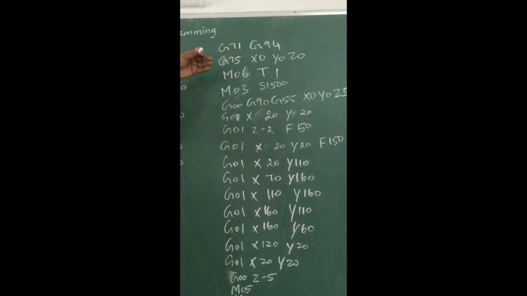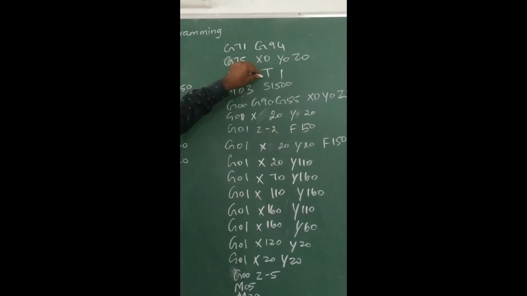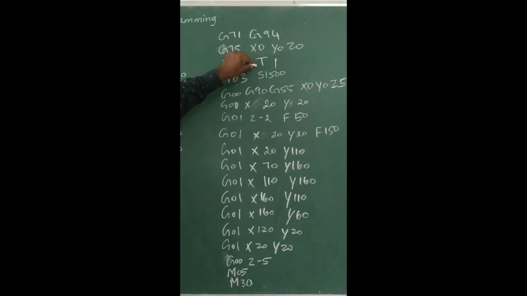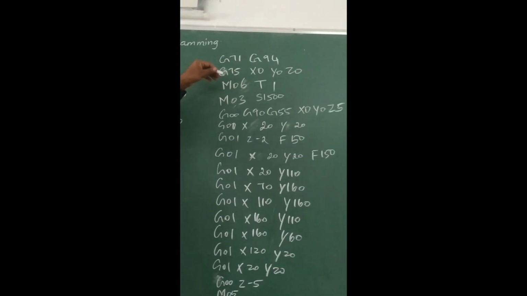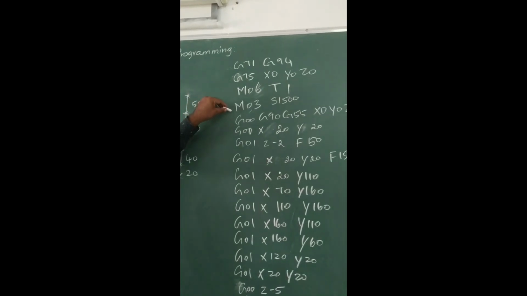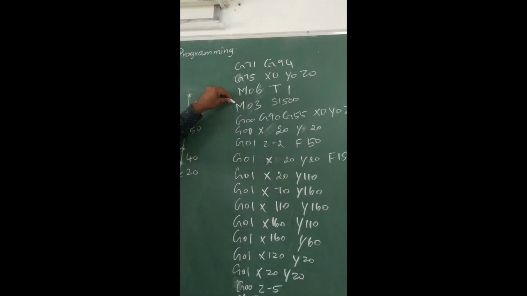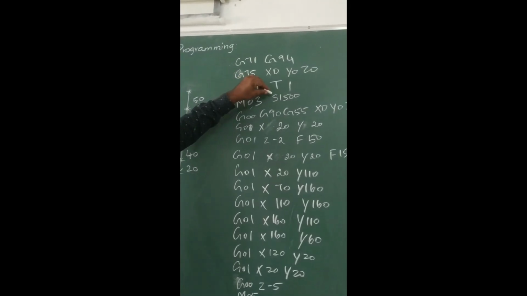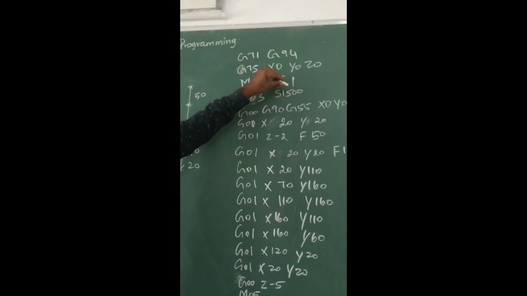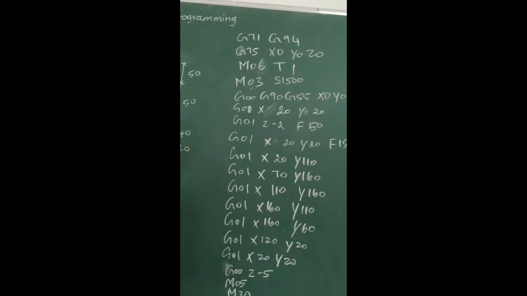So we want to change the tool based on the given dimension. I am going to take T1. You may take T2, T3, that depends on the machine and its tool. M06, tool change. Now I have changed the tool and I am going to start the spindle. M03, spindle on clockwise. The spindle speed will be S1500, that is spindle speed 1500 RPM. So now, just imagine this is our workpiece.